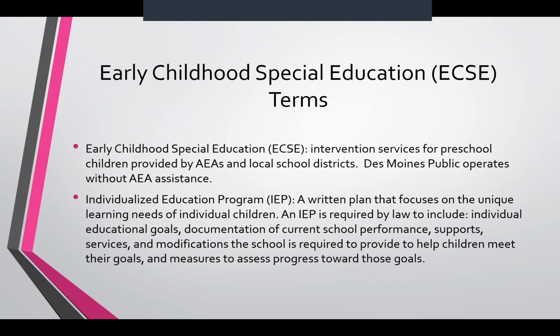This is a written plan that's going to focus on the learning needs of the individual child. And it has to include education goals, documentation of how the child's currently doing, and what kind of supports and services are being provided, and what kind of modifications the school is providing to help the child meet their goals, as well as a way to measure progress toward those IEP goals.